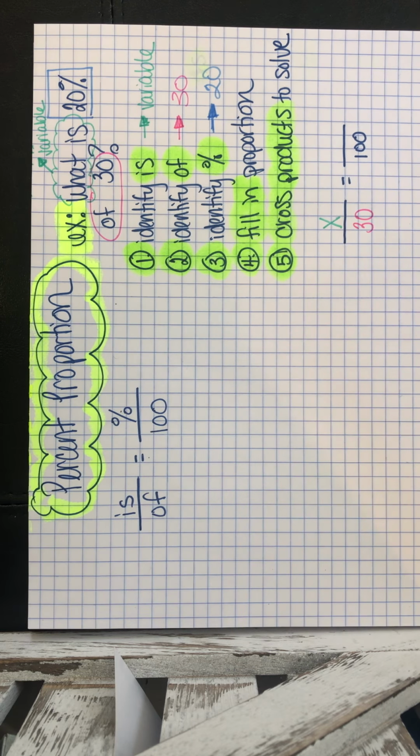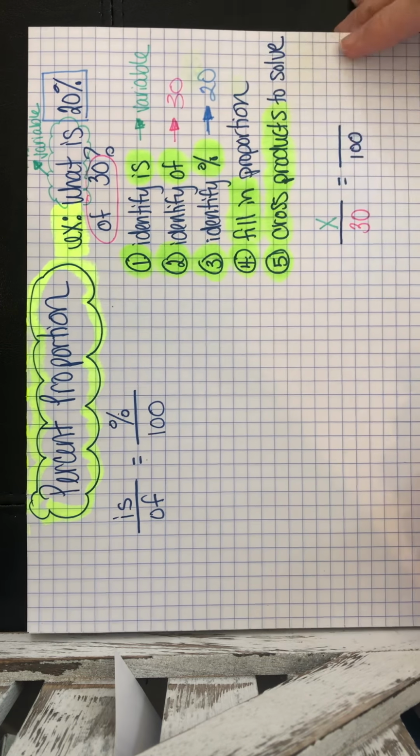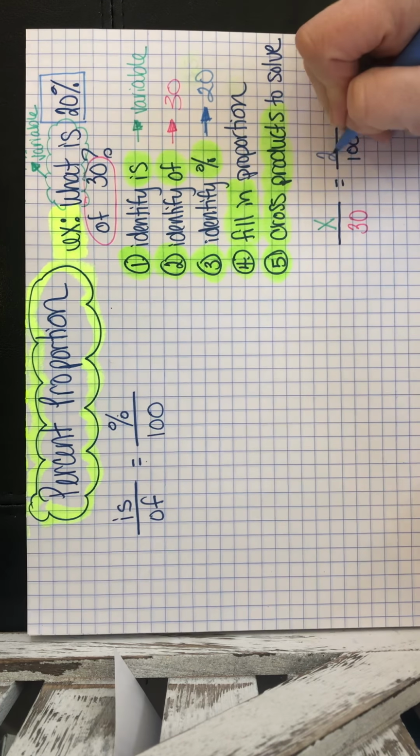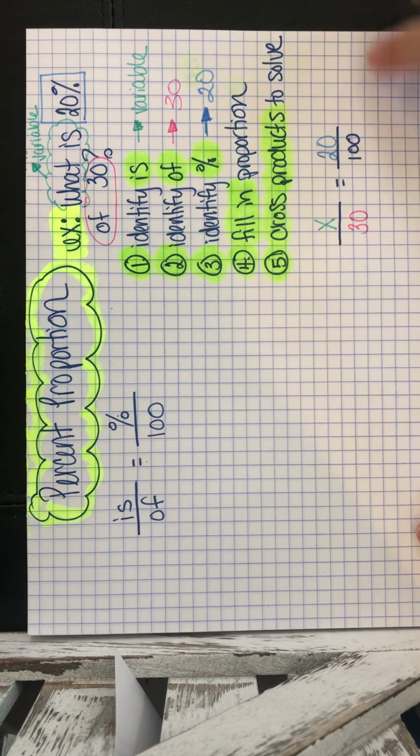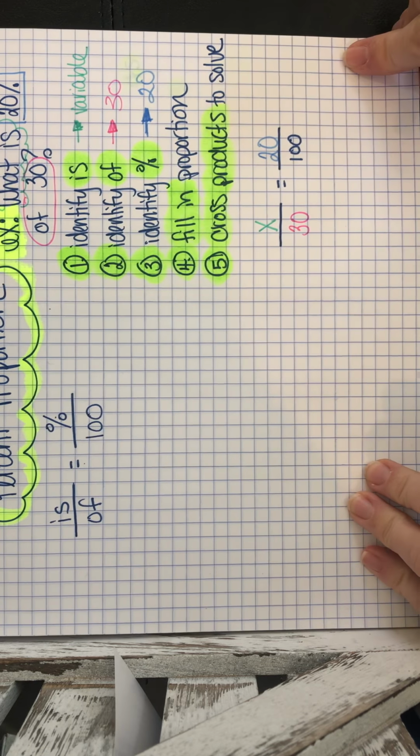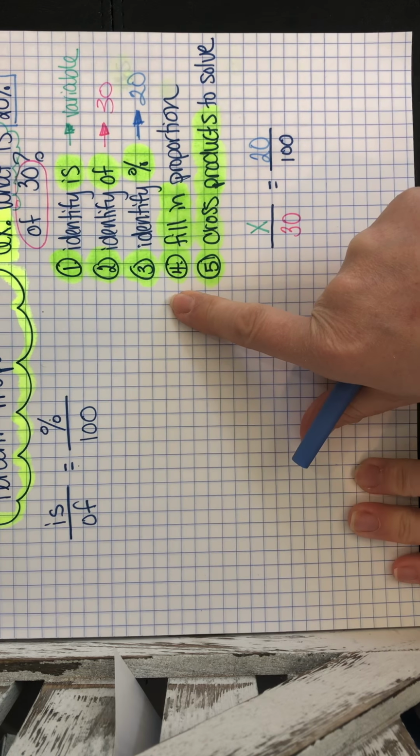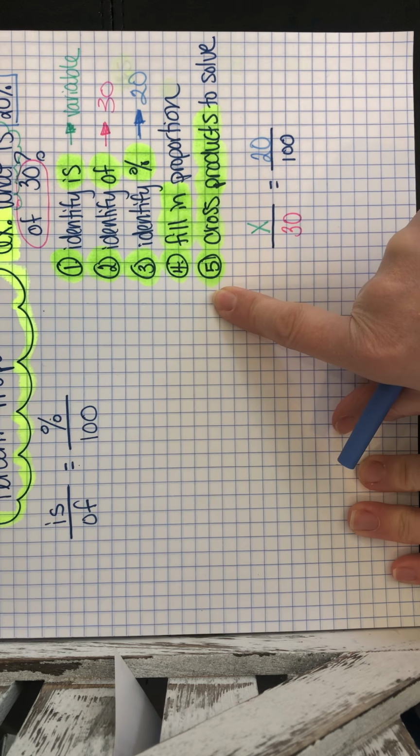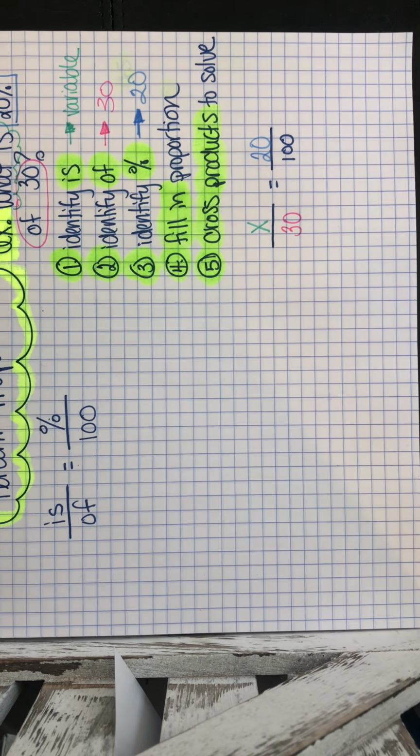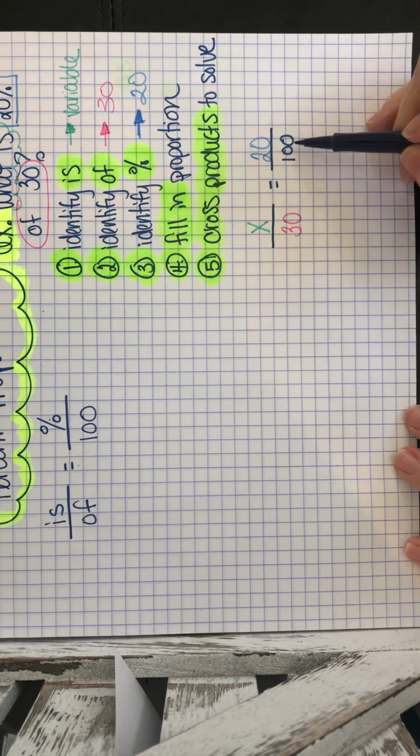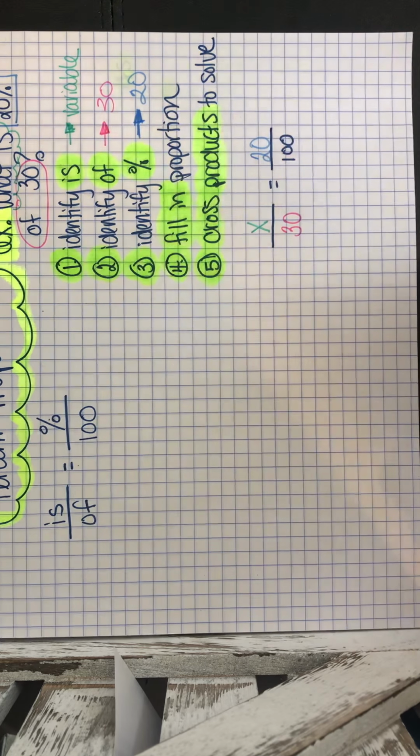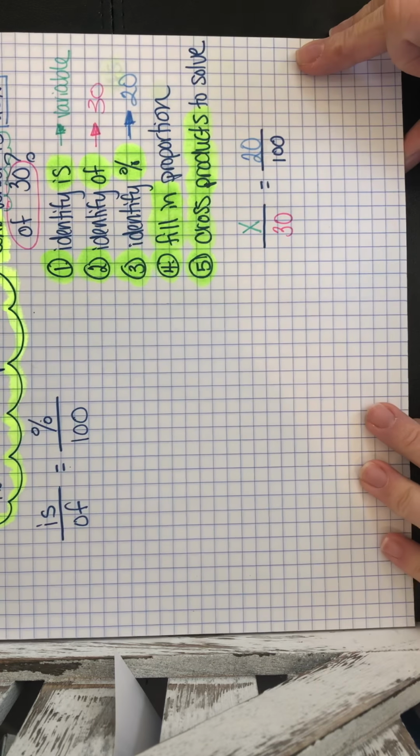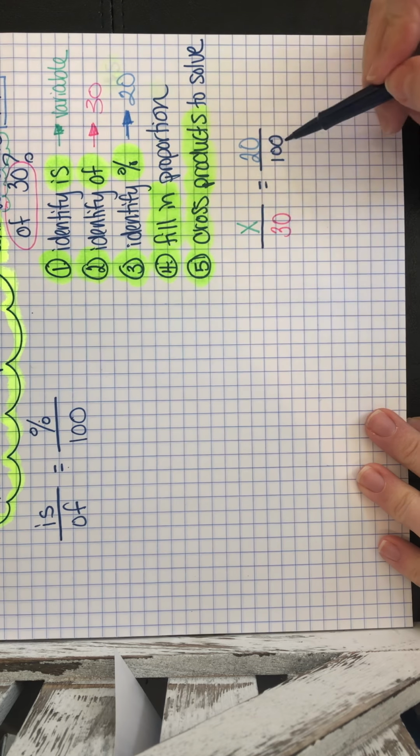On the other side, our percentage is going to be 20, and percents always go out of 100, so I fill in my 20. From this point, we've done steps 1, 2, 3, and 4. Now we're going to do step 5 and use cross products to solve. I always have my kids start with the variable first. You don't have to. It's just we use it for consistency reasons. You can do it this way first or this way first.